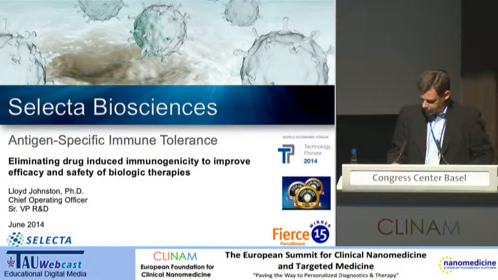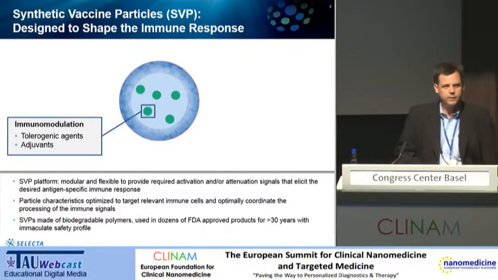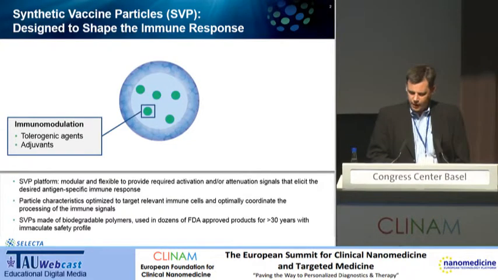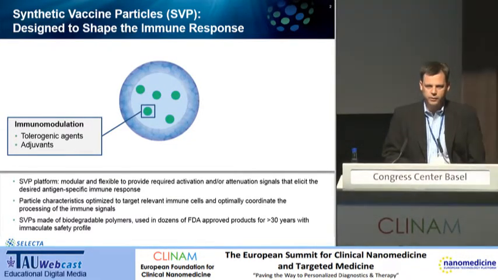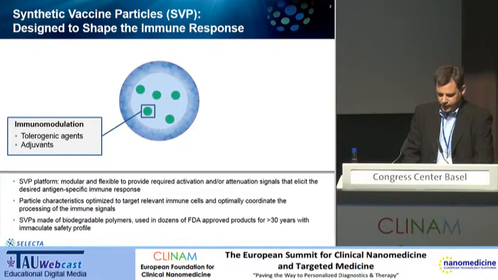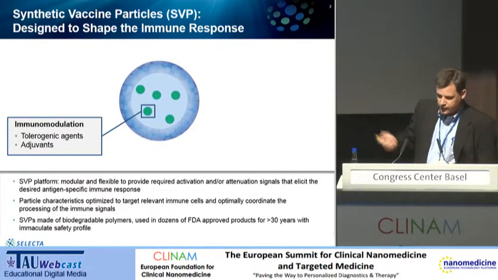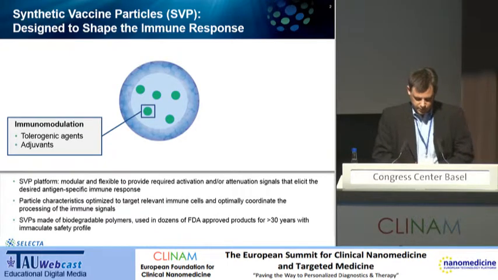To tell you first a little bit about Selecta. We make synthetic nanoparticles. We call them synthetic vaccine particles. And we can do a lot of different things with these particles, doing a lot of stimulatory vaccines, but recently we've moved more into doing tolerogenic work as well. And one of the keys with our technology is that inside the nanoparticle, we always encapsulate some sort of immunomodulator. So it's a tolerogenic agent, which I'll talk about today, or when we're doing stimulatory vaccines, we put in an adjuvant like a TLR agonist.